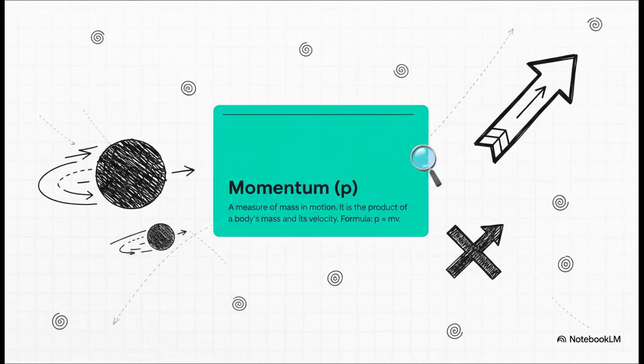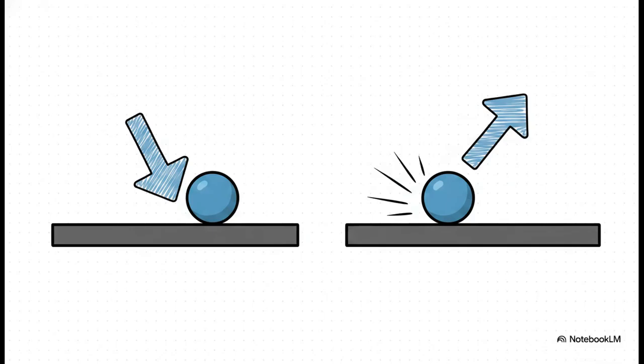Now the problem asks about momentum, so let's just do a quick refresher. Momentum is just a measure of mass in motion. The formula is super simple, P equals m times v. The really important thing to remember, though, is that momentum has a direction. It's a vector, and that's going to be absolutely crucial in a second. To keep track of that direction, let's just decide that downward is the positive direction. So right before the ball hits, its velocity is a positive v1.